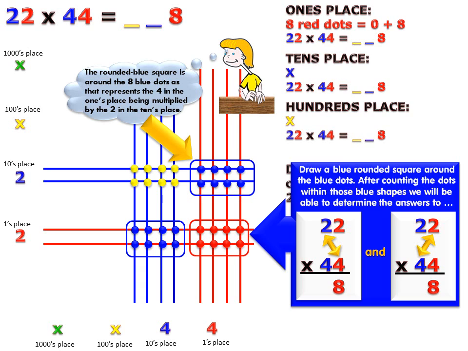The rounded blue square is around the 8 blue dots, as that represents the 4 in the ones place being multiplied by the 2 in the tens place. The rounded blue square is around the 8 blue dots, as that represents the 2 in the ones place being multiplied by the 4 in the tens place.